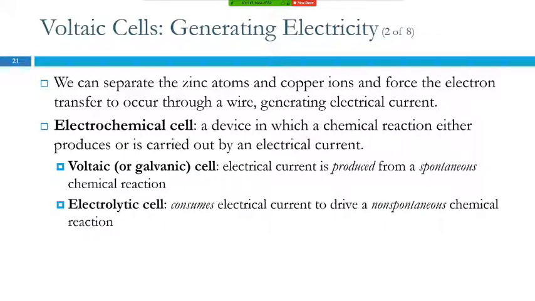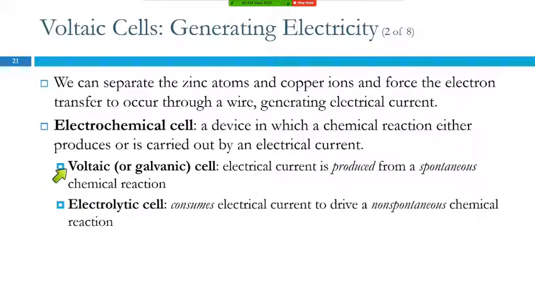Well, if we separate the zinc atoms and the copper ions, they're still going to want to transfer electrons, but we can force them to do it through a wire, generating an electrical current. So an electrochemical cell is a device in which we have a chemical reaction that's either producing electric current or is being carried out by an electrical current.